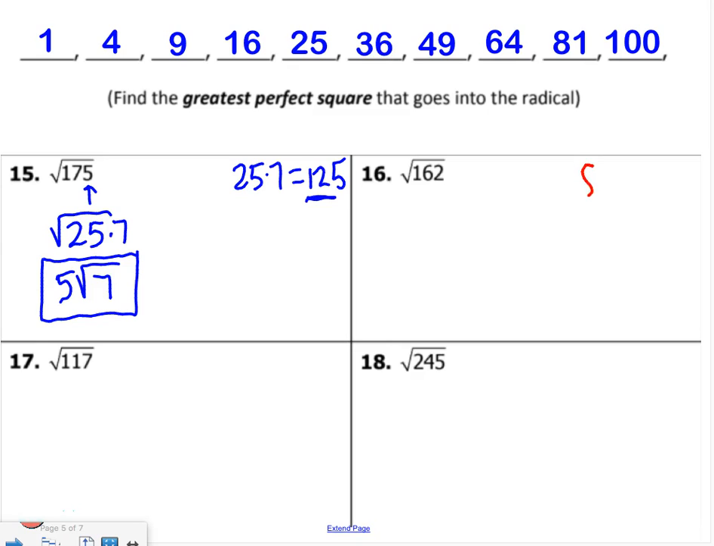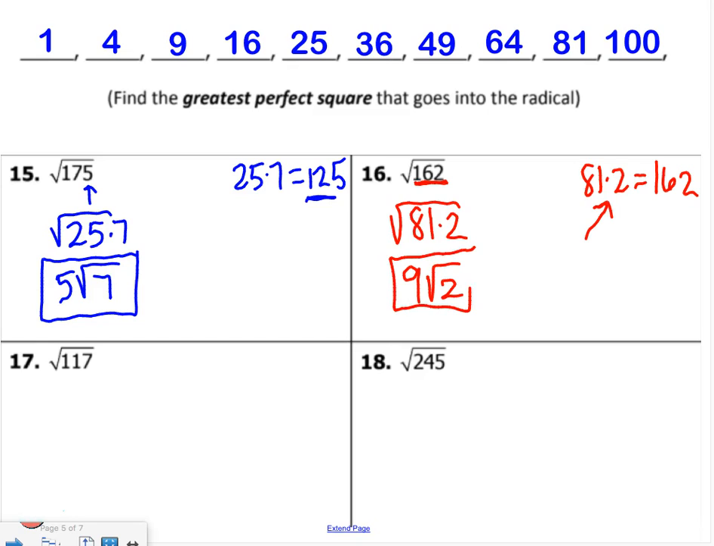Twice. Because I know 81 times 2 equals 162. So again, instead of writing 162, I'm going to rewrite it as this. So square root 81 times 2. What is the square root of 81? Well, it's 9 root 2.